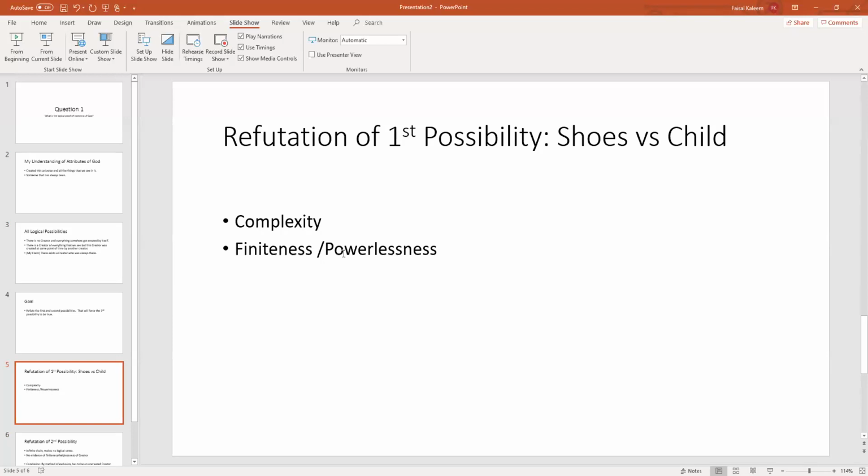The point is that both of them have a finiteness and a powerlessness about them. But as far as the complexity is concerned, there can be no debate that a child is much more complex in design than a pair of shoes.